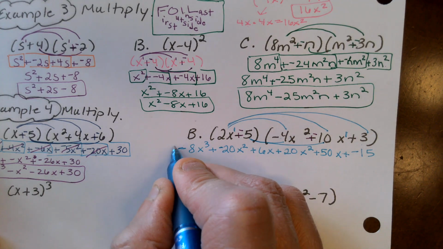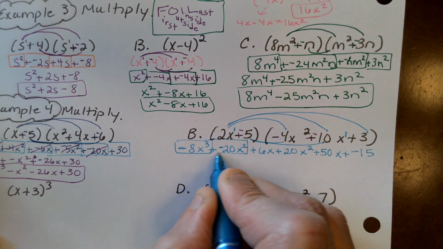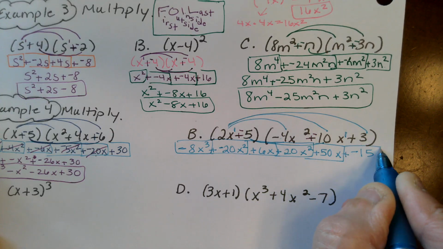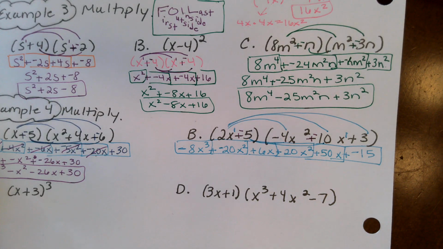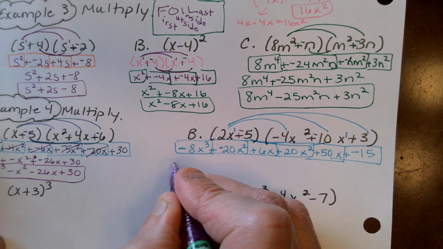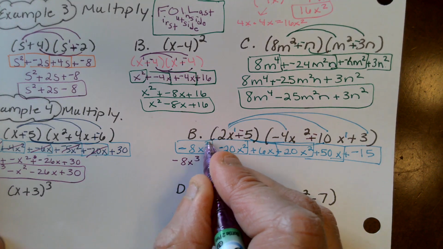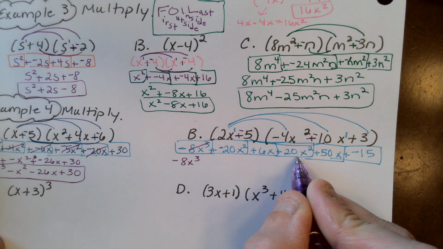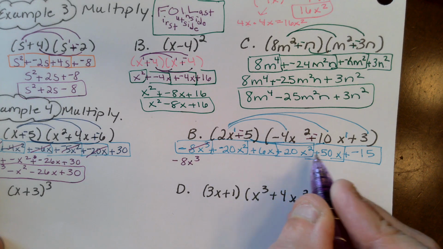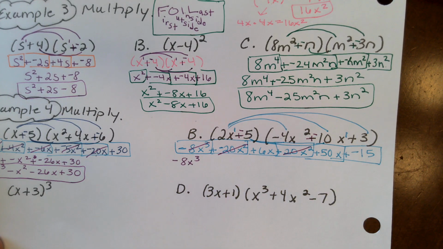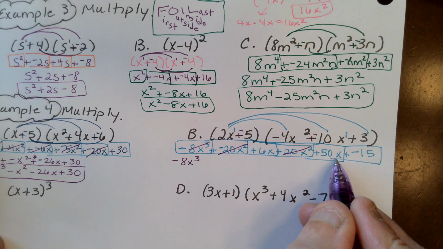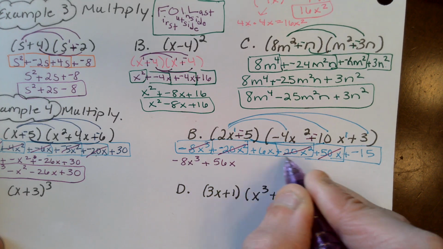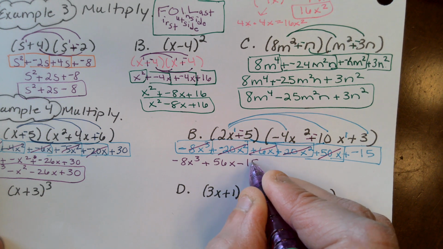So, blocking them. Again, you don't necessarily have to block if you see them, but it's a -8x to the third. And then there's an x squared and an x squared. -20, positive 20. Oh, that looks nice. Gone, gone. There's 0. 6x and 50x is 56x and -15.